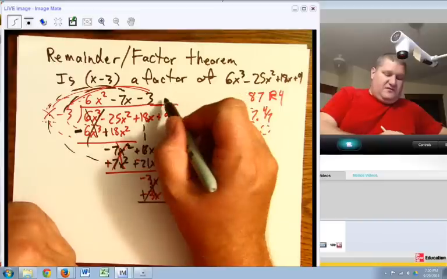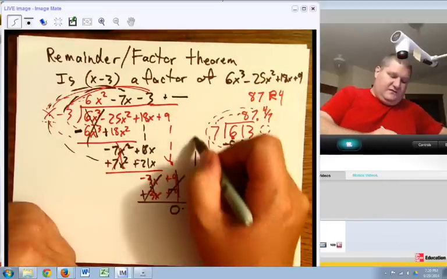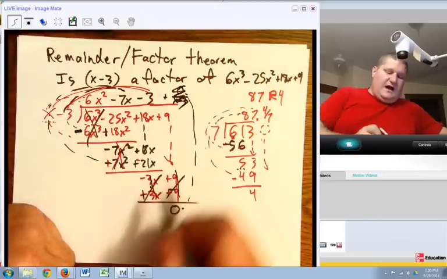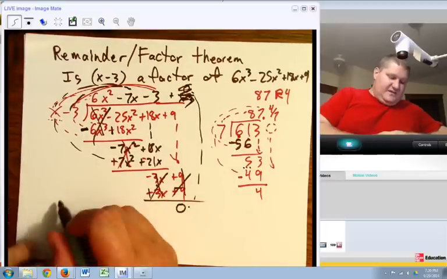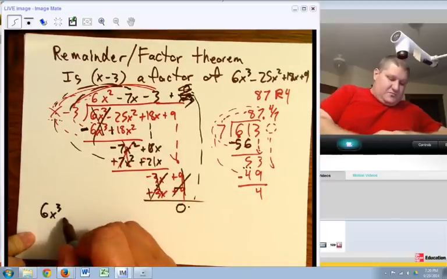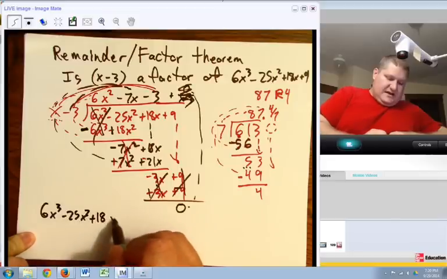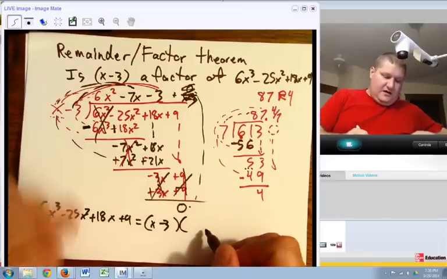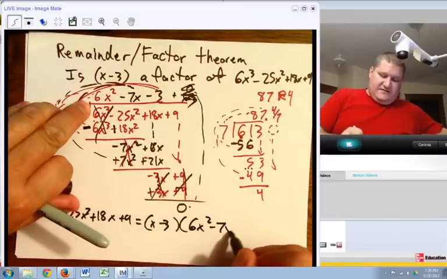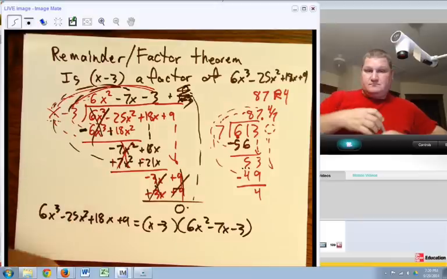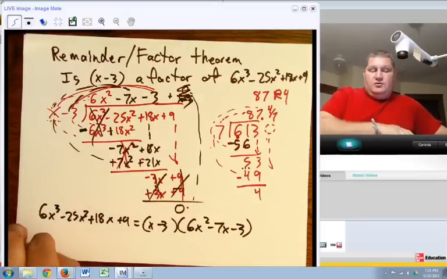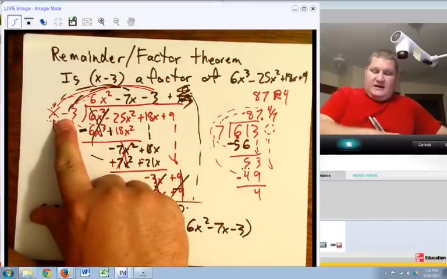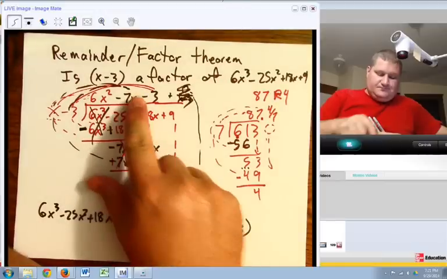Now, if there wasn't a remainder of 0, I'd say plus whatever this is over x minus 3. But since the remainder is 0, I don't even need it. What I can now say is that 6x cubed minus 25x squared plus 18x plus 9 is equal to x minus 3 times 6x squared minus 7x minus 3. Now this becomes very important because I don't know how to factor a whole lot of cubes. But what I can do is if I can find a single factor, then I can break that down into a square.